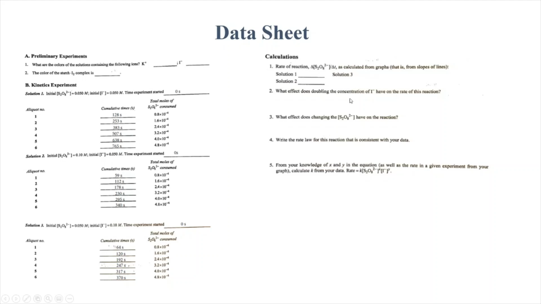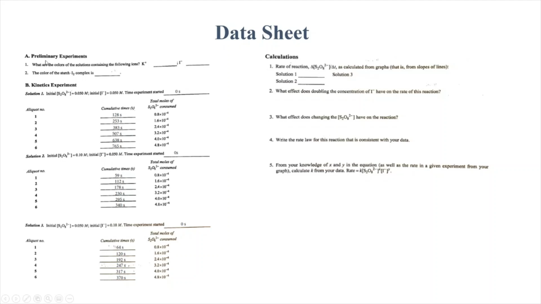How does doubling the concentration of I minus affect the rate of the reaction? What effect does doubling the concentration of S2O8 have on the reaction? Then you're going to write a rate law that is consistent with your data. For 2, you're telling me what the order is for I minus. For 3, what is the order for S2O8, based on the table that you create? Then you write the rate law from that using the method of initial rates. And finally, you can use any one of the 3 trials, the rate that you come up with, and the concentration data to calculate the value of K.